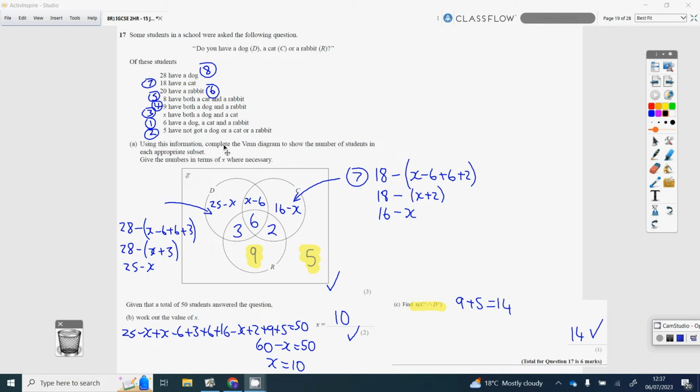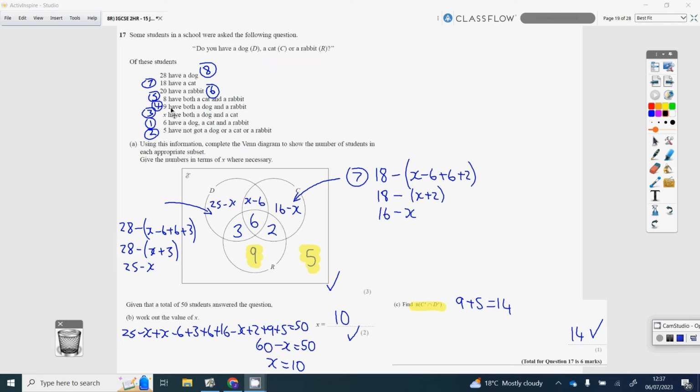That was easy. Now, 3, got to start thinking now. X have both a dog and a cat. Now, the dog and the cat region is this bit here. So, in order for that to be X overall, given that bit there is 6, this bit here has got to be X minus 6. Because X minus 6 plus 6 is X, and that's what we need it to be. X have both a dog and a cat. So that was tricky.